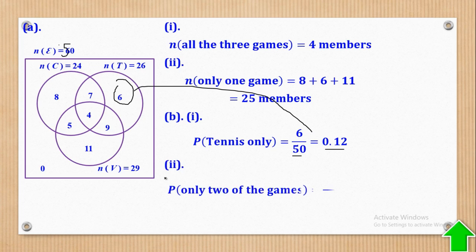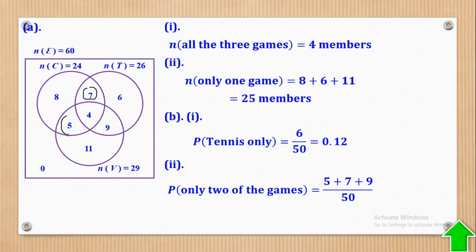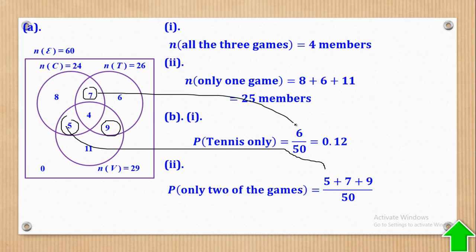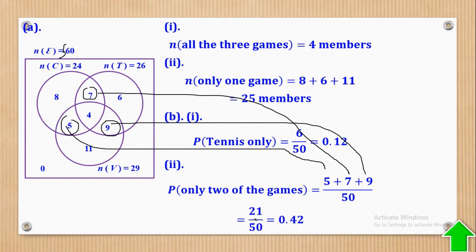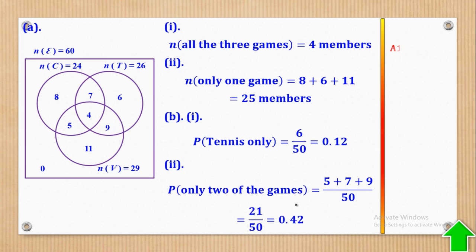Then part B, probability that a member chosen plays only 2 of the games. So only 2 of the games, there is this, there is this, and there is this. Therefore you have to add 5, 7 and 9. Then this total was 50, like I said. So when I add the numerator, I come up with 21 over 50, and that will be the probability. So basically that's what they wanted. Now let's see how much can be awarded.